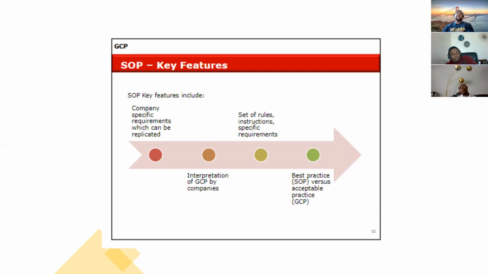SOP key points for sites that have standard operating procedures. You want to make sure that the company's specific requirements are applicable, the interpretation of GCP by companies, the set rules and instructions or specifications for the requirement, and of course the best practice to make sure that they're assessing the difference between the GCP and the SOP.